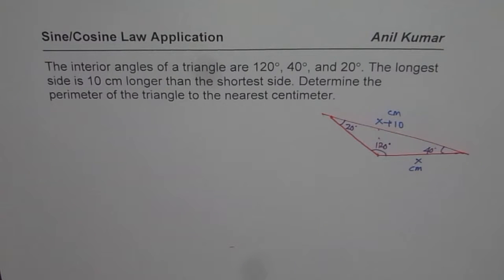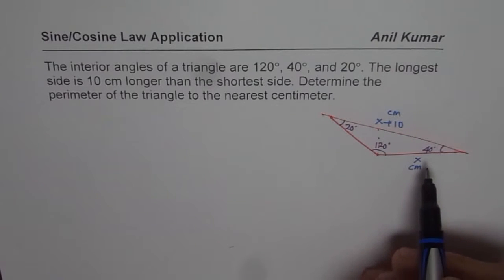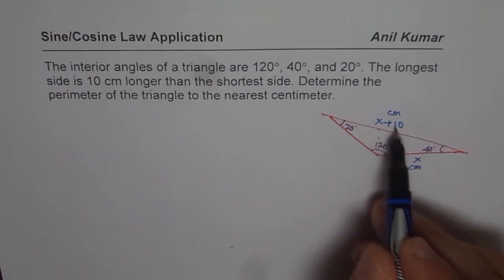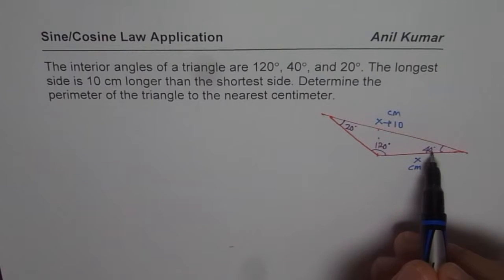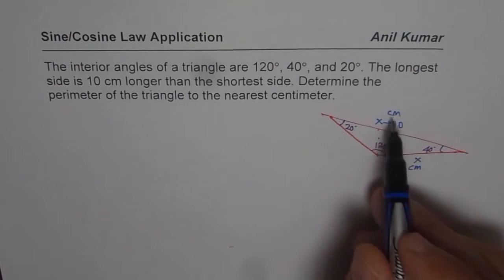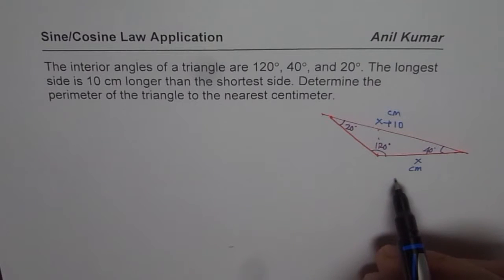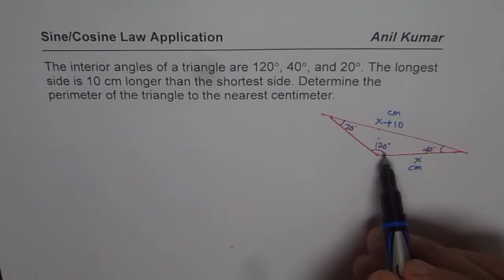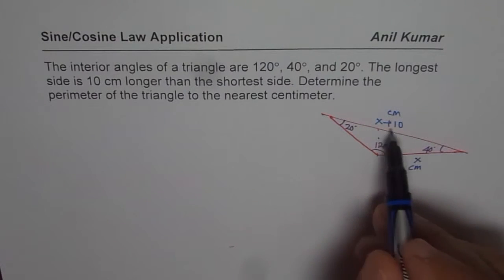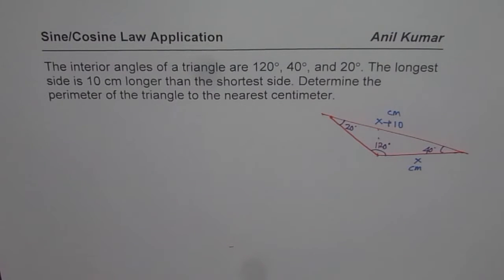Now how can you find the sides? In this case, one of the approaches: we know two sides and the angle between, so we can use cosine law and find the third side in terms of x. That could be one approach. That's a thinking process. The second is, we know the combination of side and the angle. We can actually use sine law and find the sides, right?